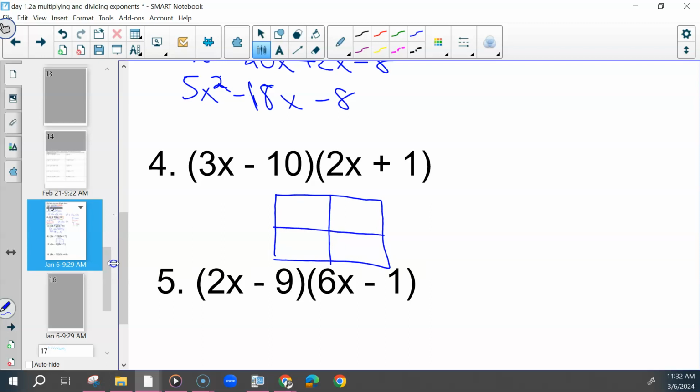Make it big enough that you can write in it, but small enough that you can write on top and on the side of it also. It does not matter which one you put on which side. So let's say I put 3x minus 10 on the top and 2x plus 1 on the sides. Again, it does not matter which side.